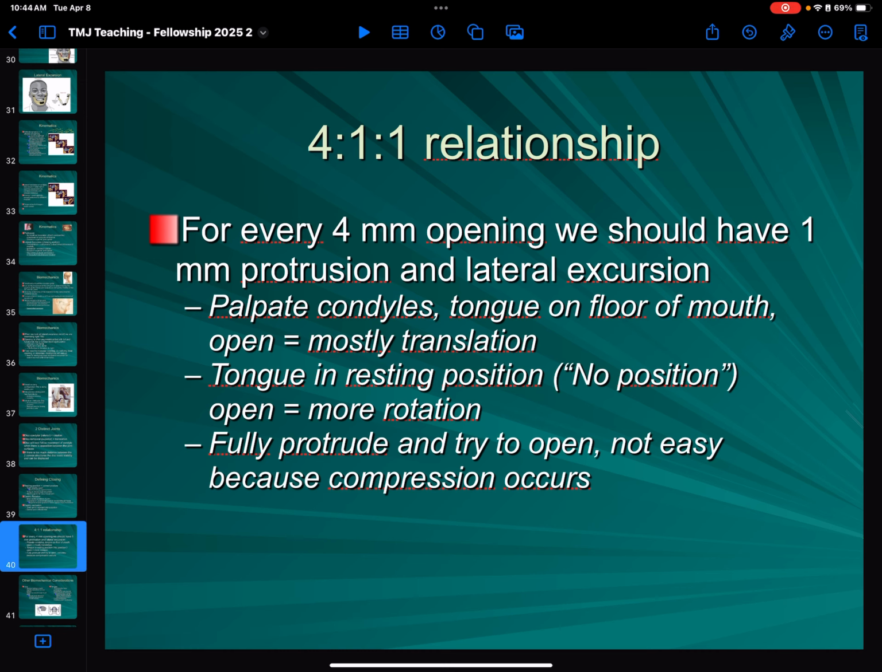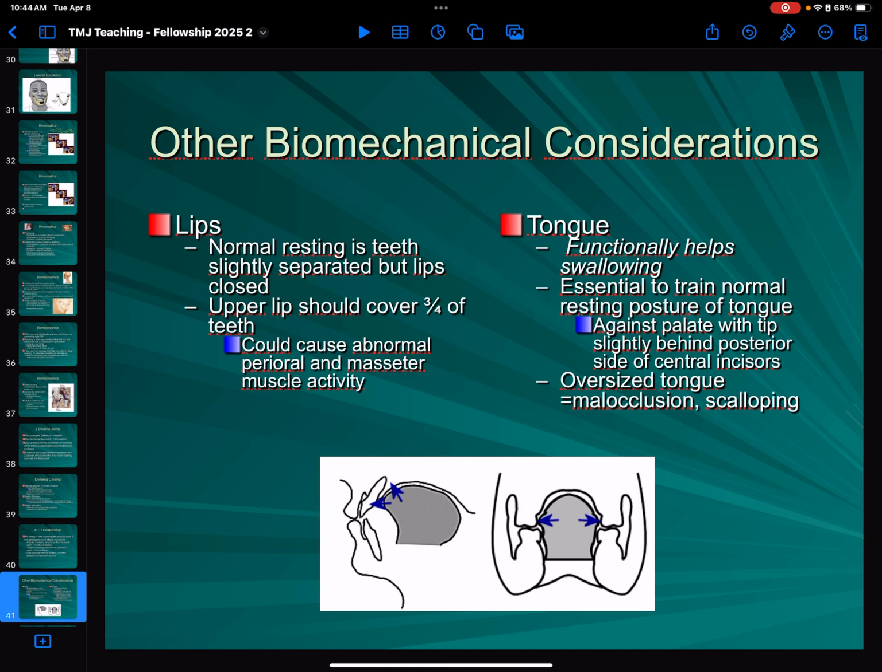All right, so palpate condyles, as you can see, tongue at the roof of the mouth. We already did this. Tongue rest position. Fully protrude and try to open. Doesn't work quite so well, right? Compression occurs. Other biomechanical considerations, your lips. Normal resting is teeth slightly separated, but lips closed.